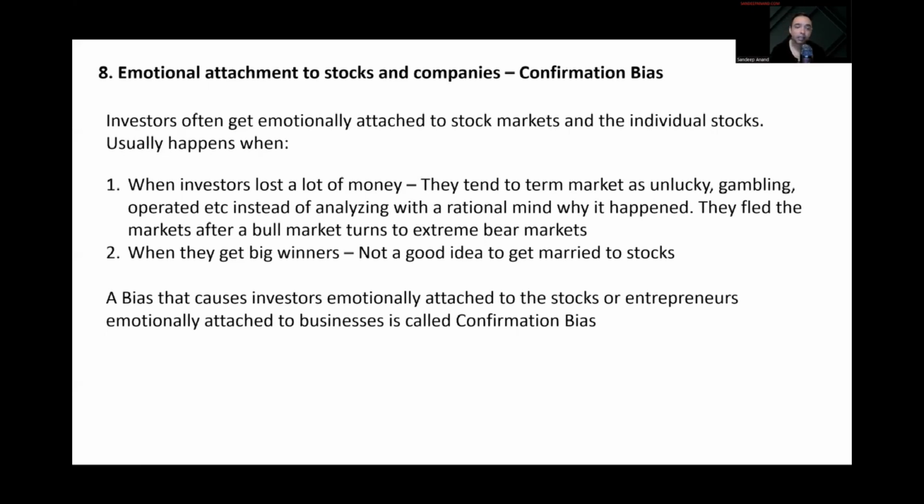They flee the markets after a bull market turns, like a scenario now when the market falls 60-70% and stocks correct 90-95%. People just throw in the towel and run. So in extreme bear conditions is when the flush out happens. All the people who are speculating move out, and they do not come back. That's an unfortunate thing. But people should really analyze with a rational mind why they lost the money. And when they get big winners, they get emotionally attached.